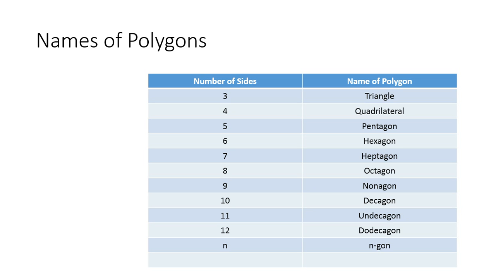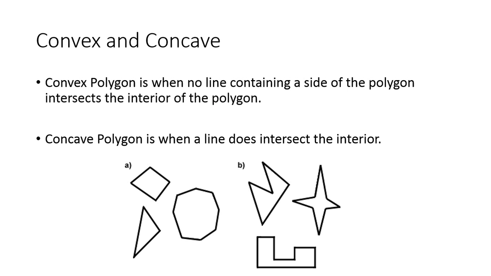No polygon will have less than 3 sides. With 1 side or 2 sides, you can't make a closed shape, and 1 side is only a line. Those are the ones you're going to have to know, because I can give you a shape and ask, what's the name of this? And you'll have to say, that's a hexagon because it's got 6 sides, or that's a nonagon because it's got 9 sides. So make sure you know the names of your polygons and that they're written down.